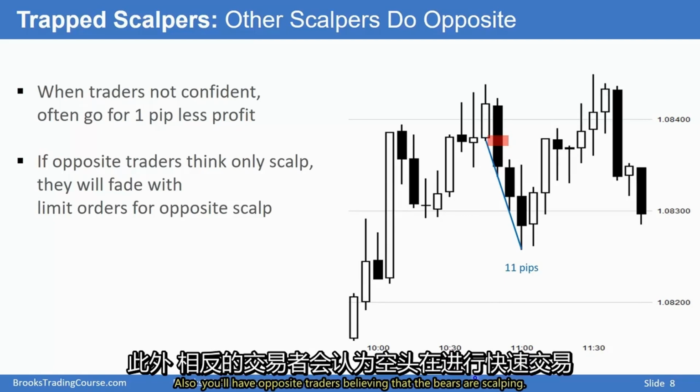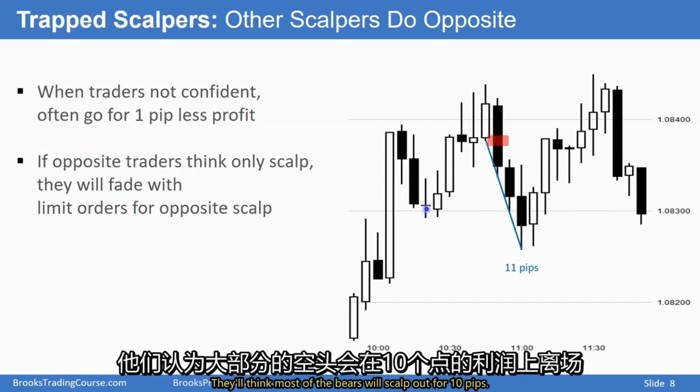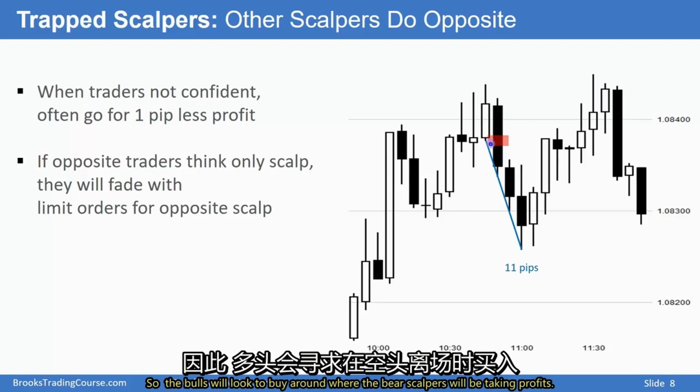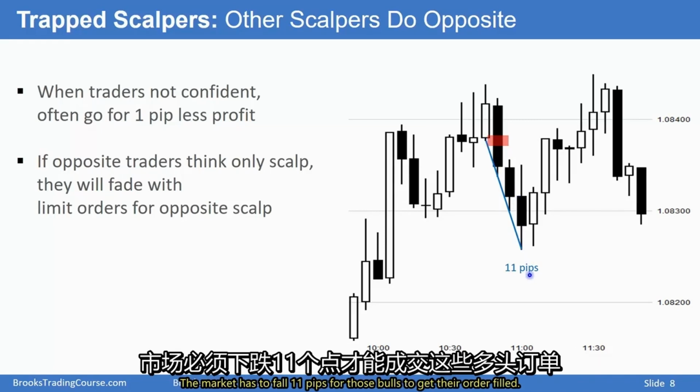Also, you'll have opposite traders believing that the bears are scalping. So the opposite traders are the bulls, and they'll expect support around this low. They'll think most of the bears will scalp out for 10 pips. So the bulls will look to buy around where the bear scalpers will be taking profits. The bulls will place limit orders about 10 pips below the low of this bar. The market has to fall 11 pips for those bulls to get their order filled.